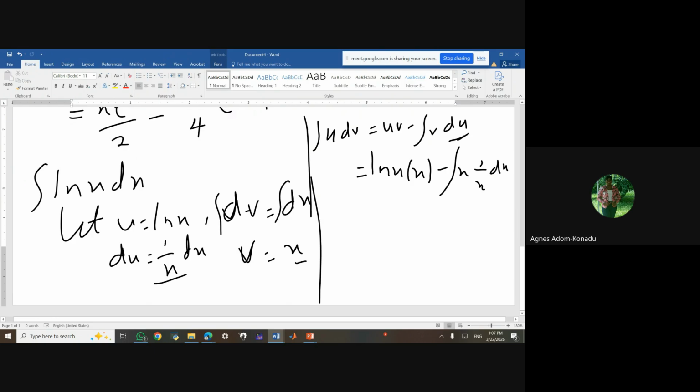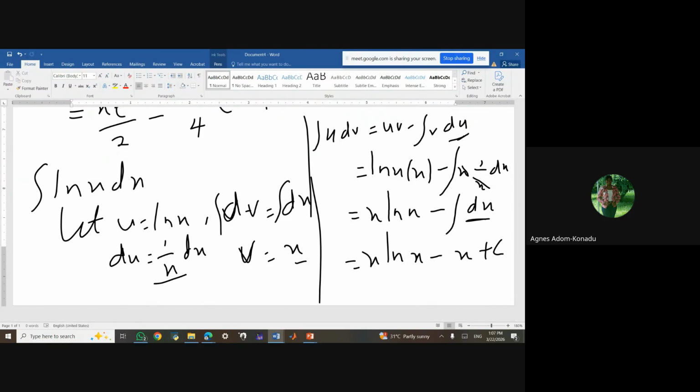So this goes with this, and I have, this is the same as x ln x minus integral of dx. And this is x ln x minus, this is x, then plus c. Is it okay? Is it okay? No, madam, please, can you go over again?